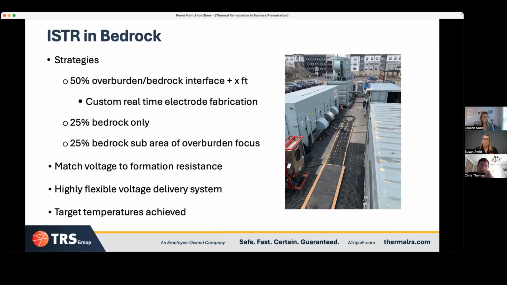But of those 23, about half of them we're targeting this overburden bedrock interface plus some depth, 4 feet, 8 feet, and typically that's applicable in a NAPL highly weathered zone and in a karst environment that's highly variable. Like, we just can't give you a bottom. So we do this customization in the field. It allows us to be extremely flexible with this extremely complex working environment. Custom real-time fabrication. Yeah, thanks, Chris.